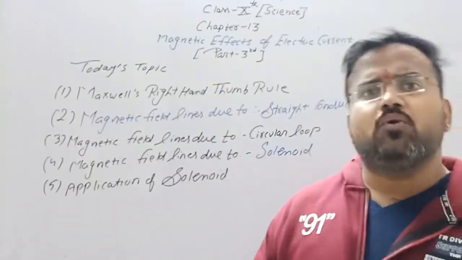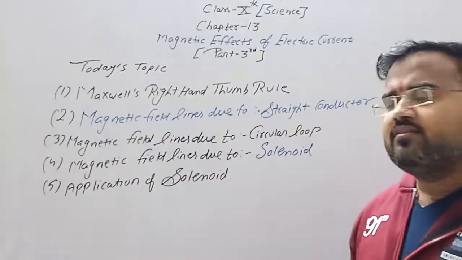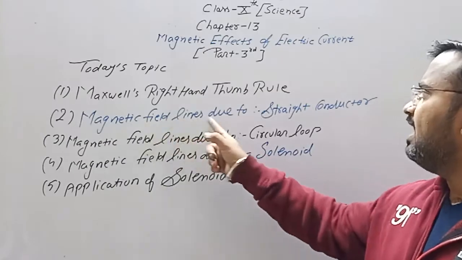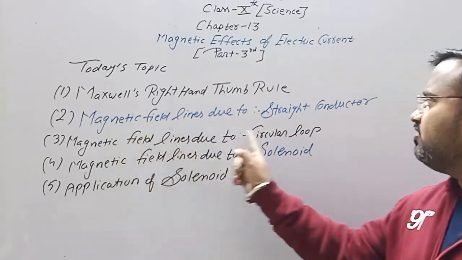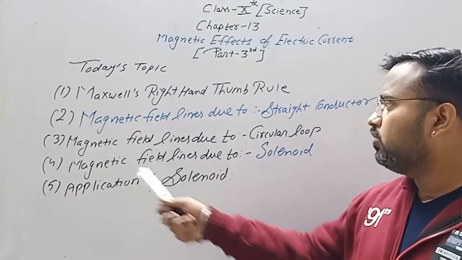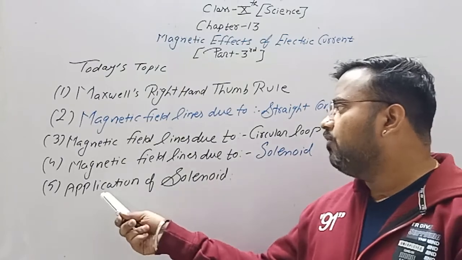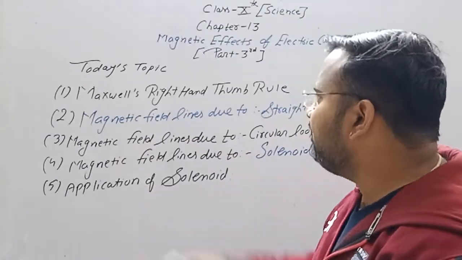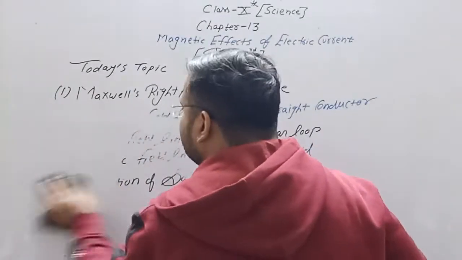In today's video, we're going to cover the first, that is Maxwell right hand thumb rule. Second topic would be magnetic field lines due to straight conductor. Third topic would be magnetic field lines due to circular loop. Fourth would be magnetic field lines due to solenoid, and last topic of today's video would be applications of solenoid. Clear? So we are starting with the first topic of today's video.